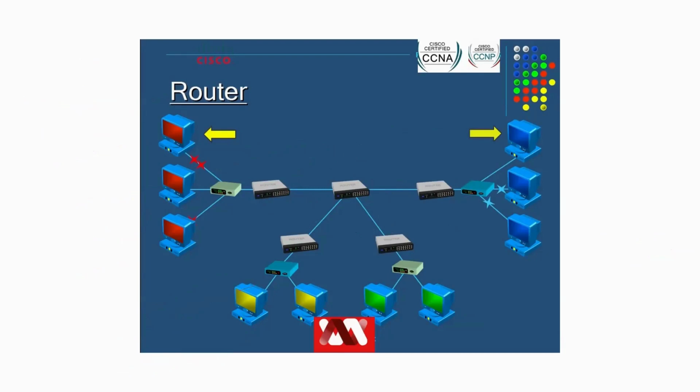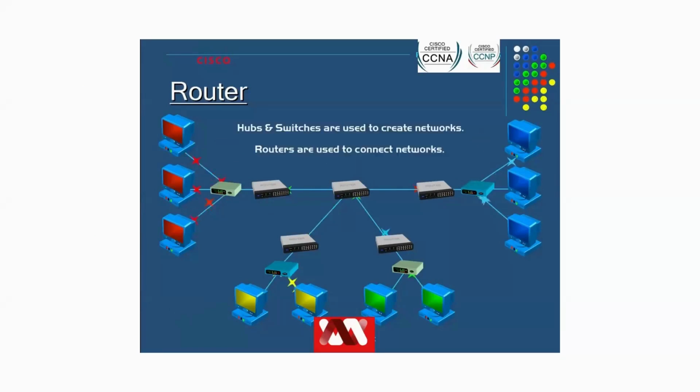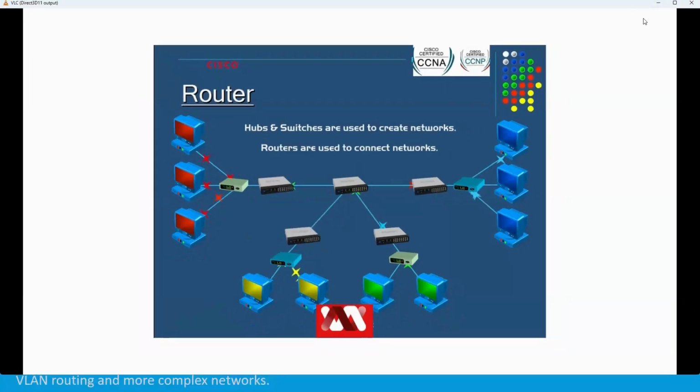So let's wind up our class, and we have more coming. That's all we have right now to say. Hubs and switches are used to create local networks. Routers are used to connect networks. Okay, and let's go back a slide.